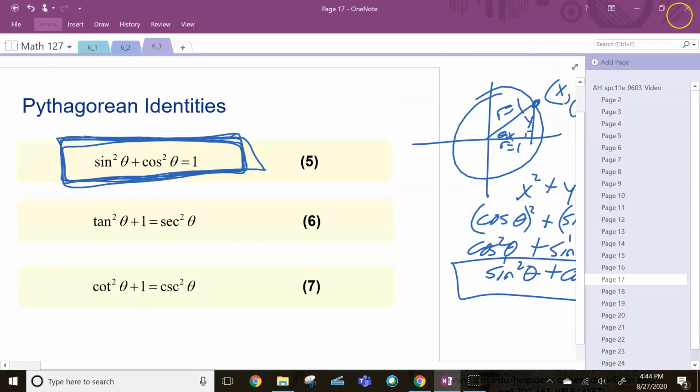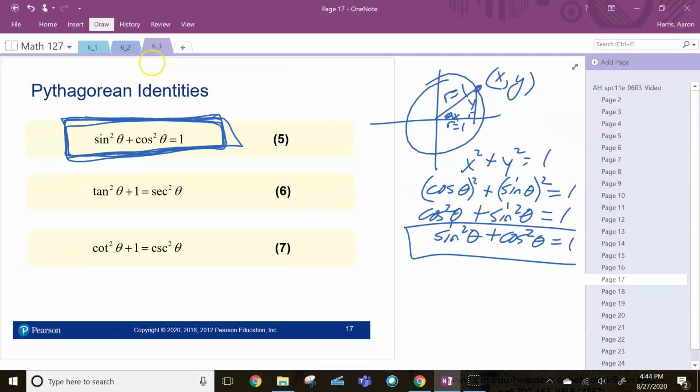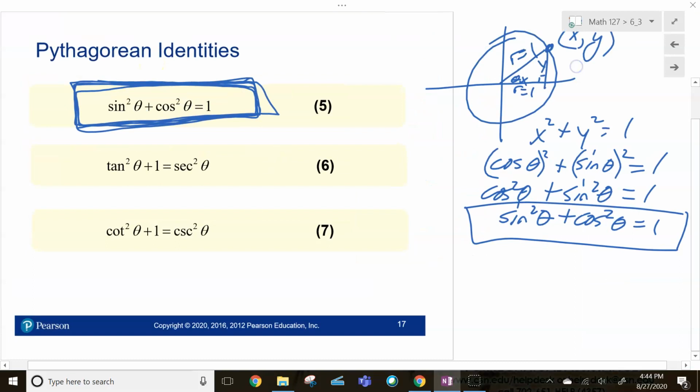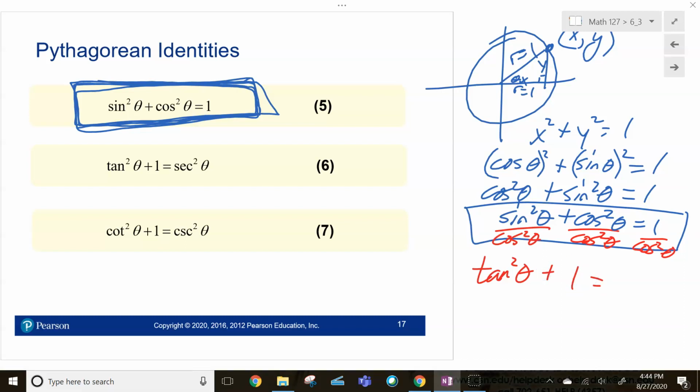If you know that the sine squared plus cosine squared equals 1, what if you just divided that by cosine squared? Everybody by cosine squared. Now you got tangent squared, because sine over cosine is a tangent, plus cosine squared over cosine squared is 1. 1 over cosine squared is the secant squared. Look at that. Boom, that's right there, right?